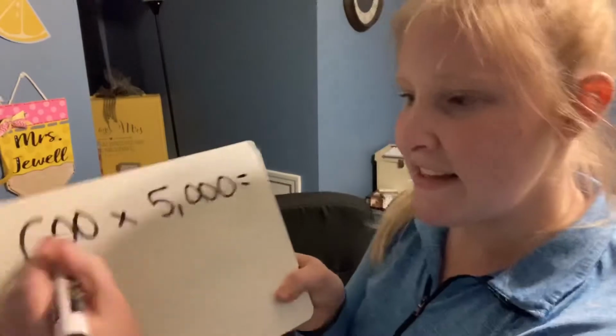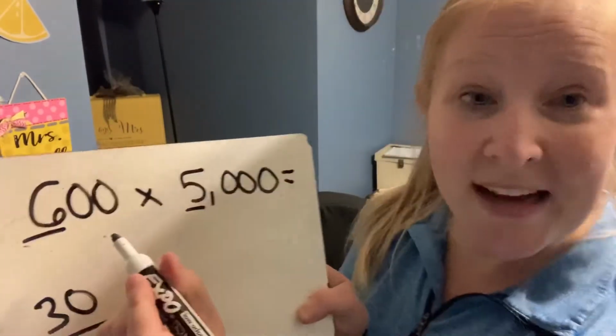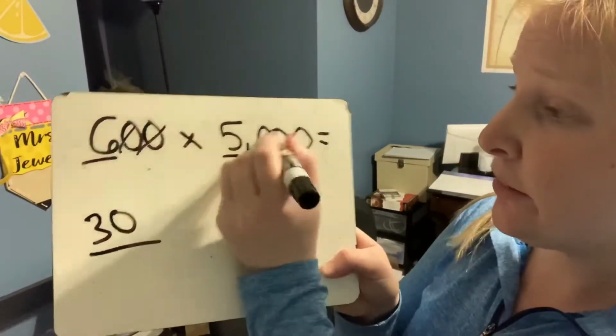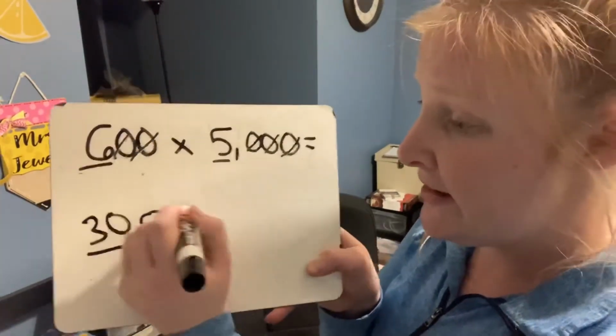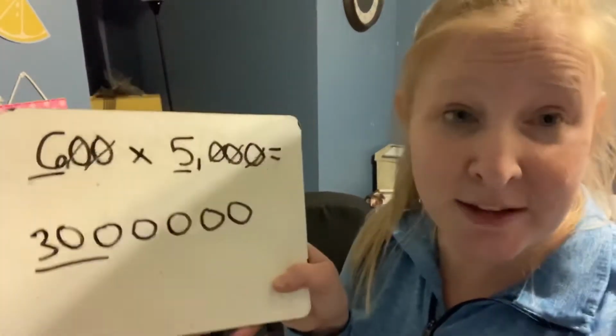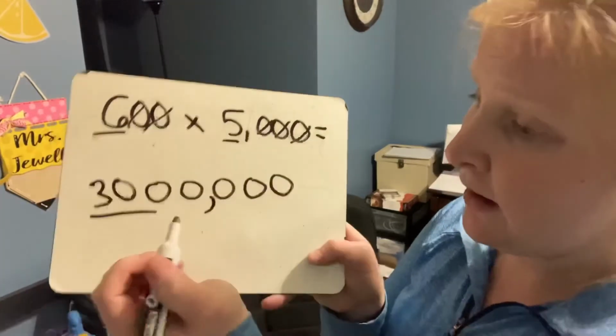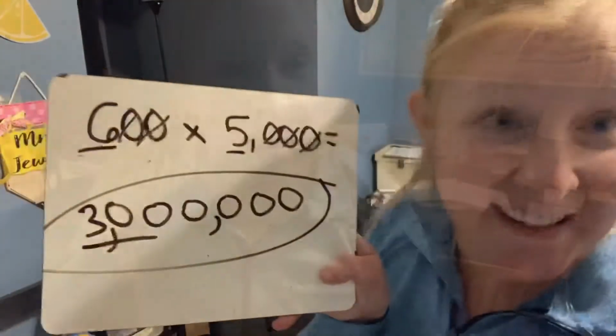For instance, 600 times 5,000. 6 times 5 is 30. And I'm gonna wax off 1, 2, 3, 4, 5 zeros. Wax them on the other side. 1, 2, 3, 4, 5. Of course, put my commas in the correct space. 1, 2, 3, comma, 1, 2, 3, comma. My answer, 3 million.